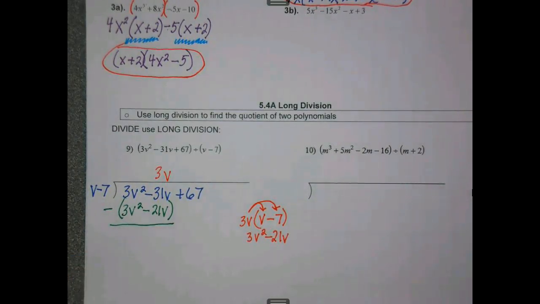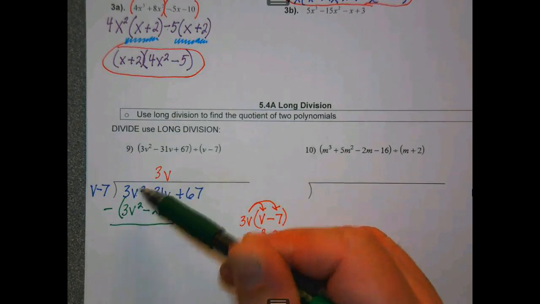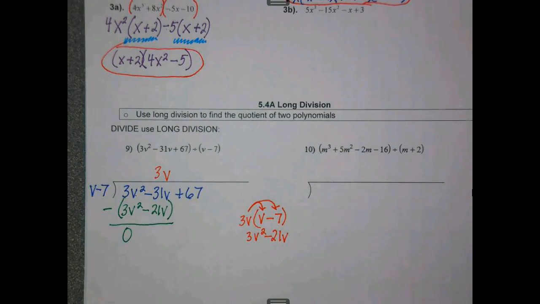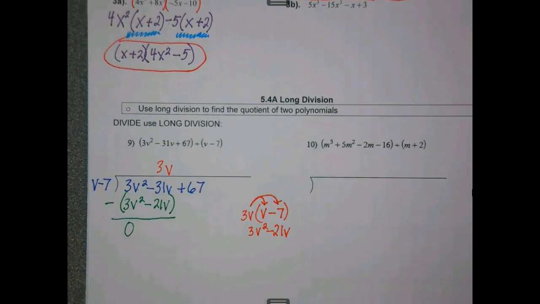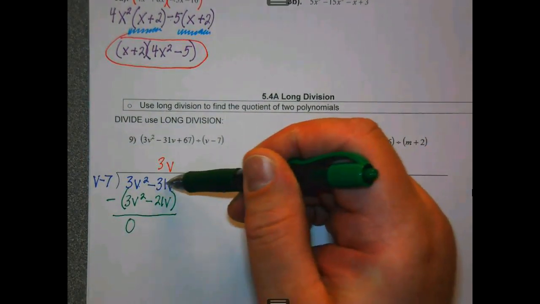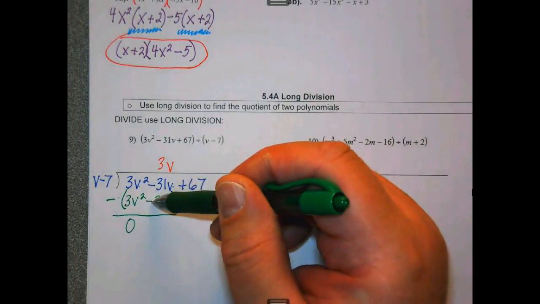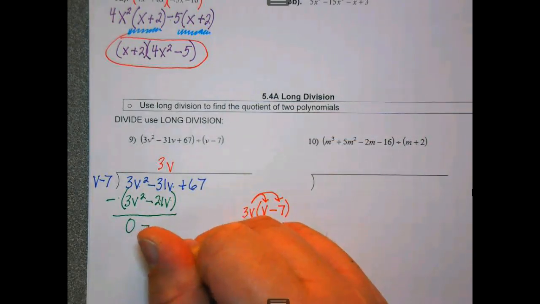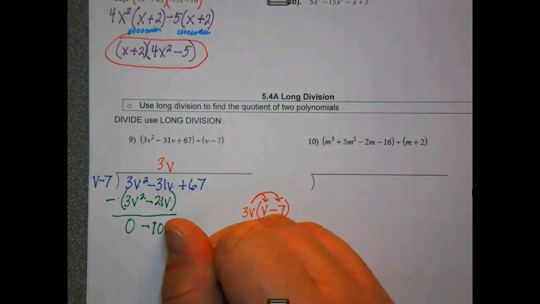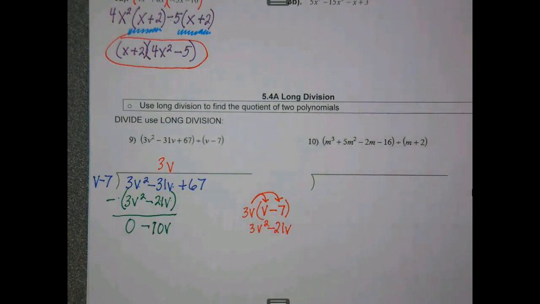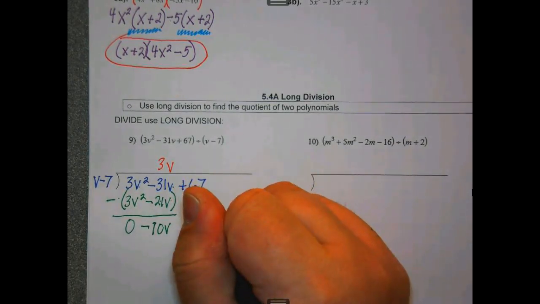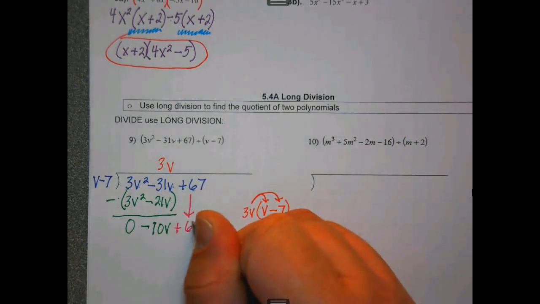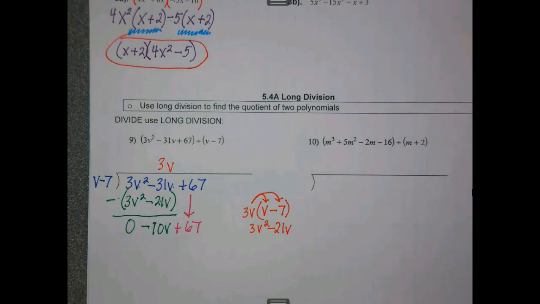Okay. 3v squared minus 3v squared. And the whole idea is to get a 0 for that first term. Negative 31v minus a minus, which makes it plus 21v, gives me a negative 10v. Bring down the next term. Okay, do it all over again.